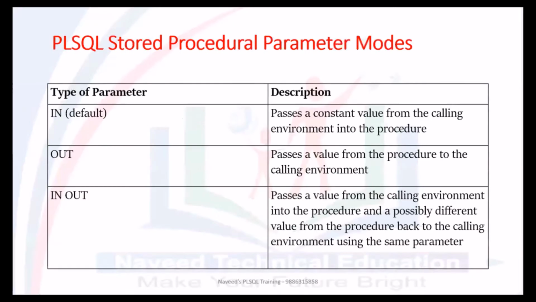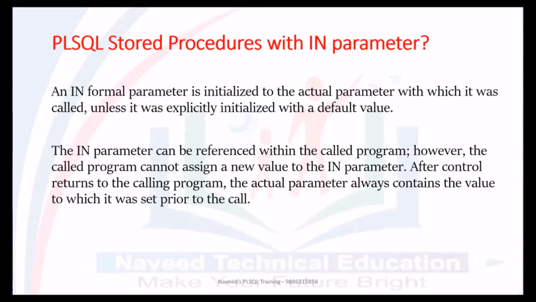PL/SQL stored procedure parameter modes. There are three different types of parameters that we can pass to the stored procedure. The IN, which is the default one, passes a constant value from the calling environment into the procedure. The calling environment can be your anonymous blocks, it can be from the SQL prompt as well, and also it can be from a bind variable. The OUT parameter passes a value from the procedure to the calling environment. IN OUT passes a value from the calling environment into the procedure and a possibly different value from the procedure back to the calling environment using the same parameter.